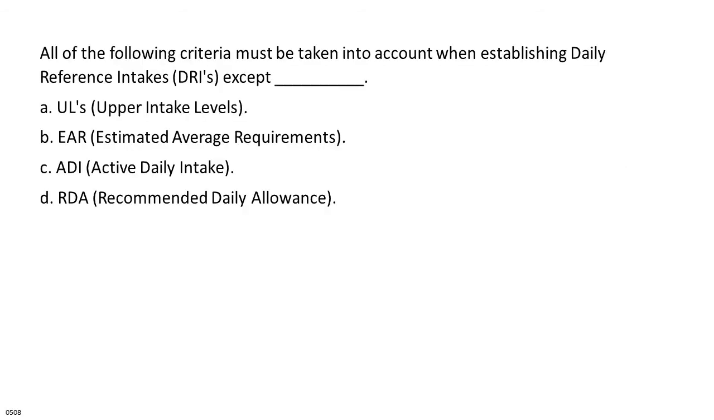All of the following criteria must be taken into account when establishing daily reference intakes, DRIs, except: A. ULs, upper intake levels. B. EAR, estimated average requirements. C. ADI, active daily intake. D. RDA, recommended daily allowance.